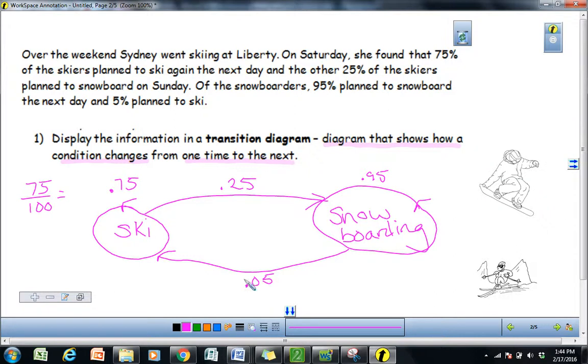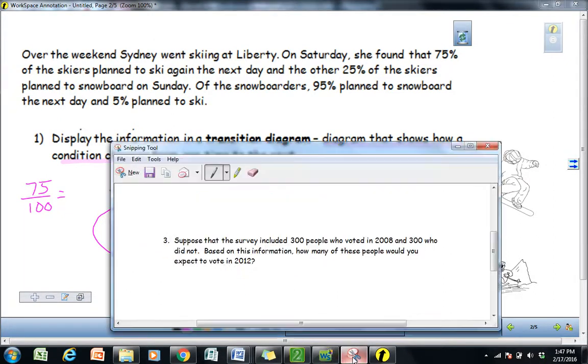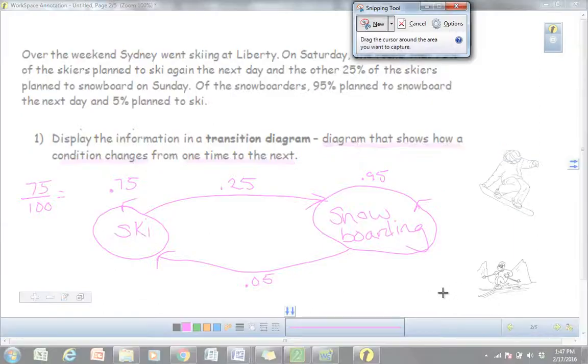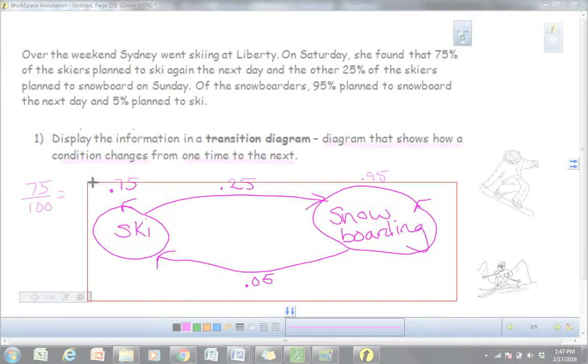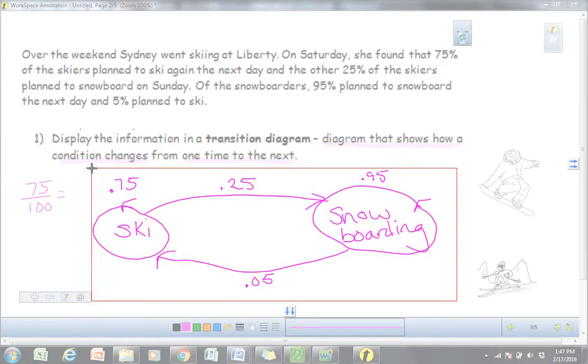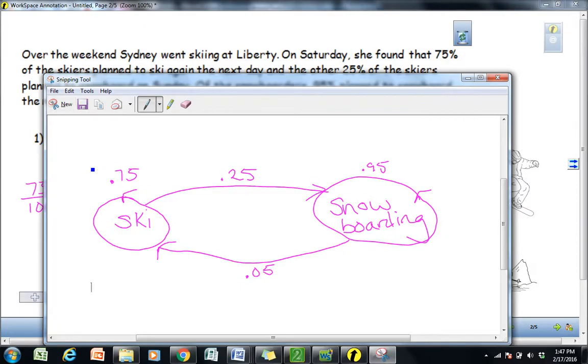So with the transition diagram, we have arrows at the end of all of our changes and our conditions. So we have skiers staying here, skiers moving to snowboarding, snowboarders staying here, snowboarders moving to skiers. And I'm going to copy this because we are going to use this for our next page.